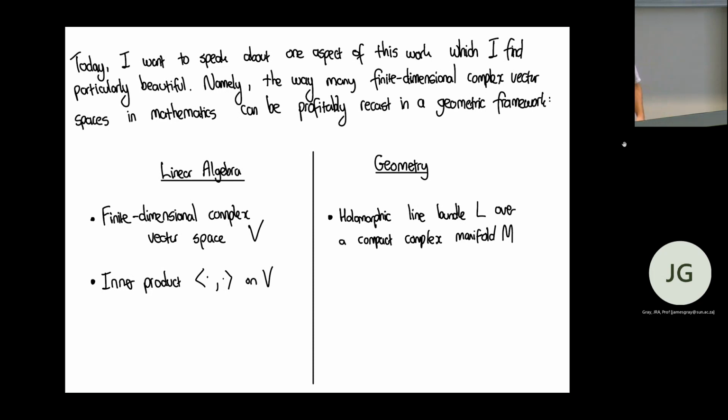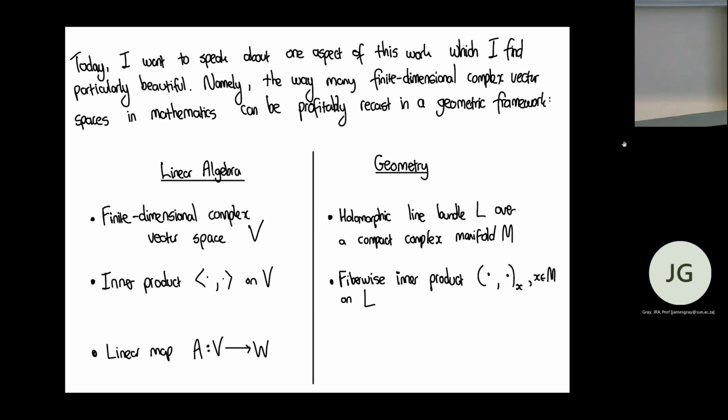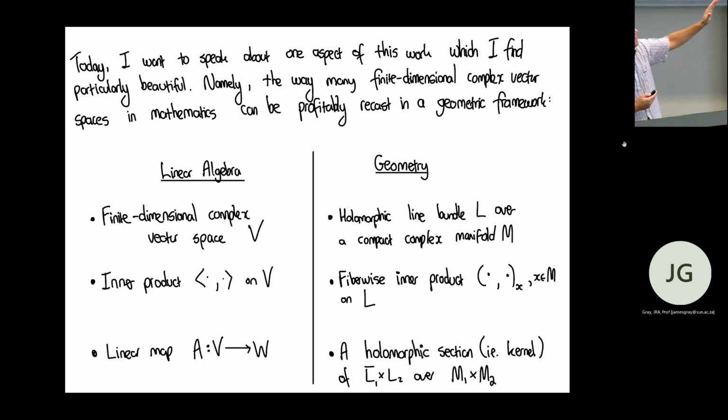This dictionary goes further. An inner product on the vector space is going to correspond, on the geometric side, to something called a fiber-wise inner product on the line bundle. And the linear map between vector spaces is also going to have its analog in geometry. That's going to correspond to something called a holomorphic section, i.e. a kernel of the product line bundle.